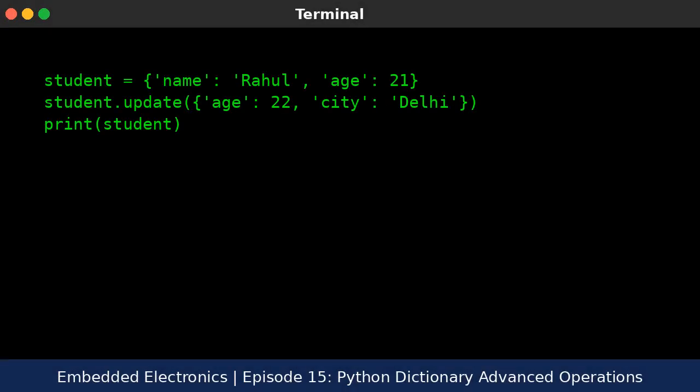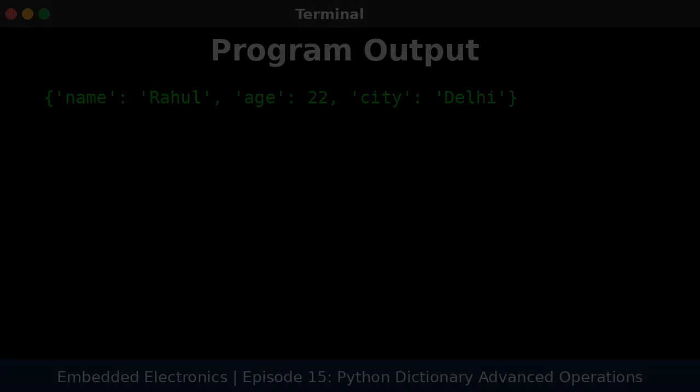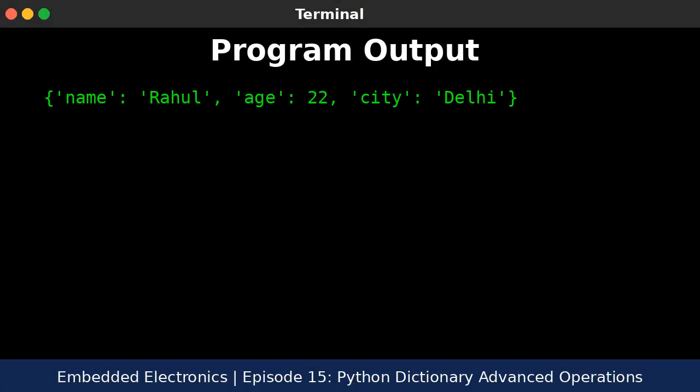This example uses update to modify the age and add a new city key to the dictionary. The output of example 1, using update, is as follows. Name, Rahul, age, 22, city, Delhi.